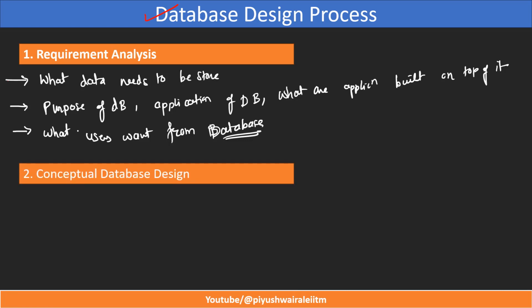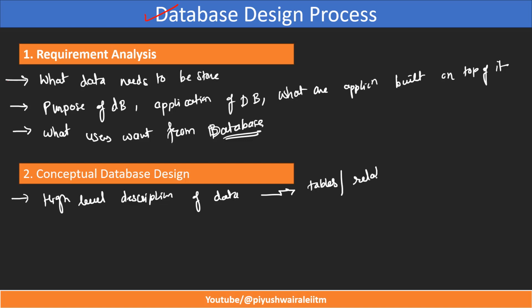The next step is conceptual database design. Once we gather the information in the requirement analysis step, this information is used to develop a high level database schema, a high level description of the data. High level description of data means what are the different tables, or you can say relations, there are.